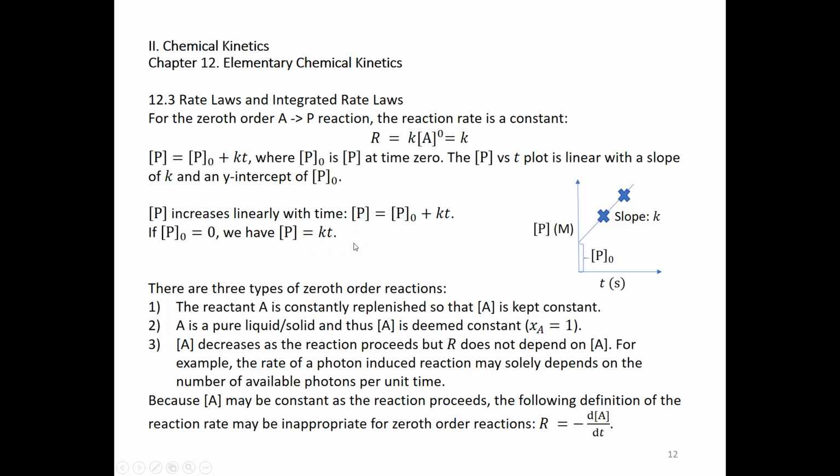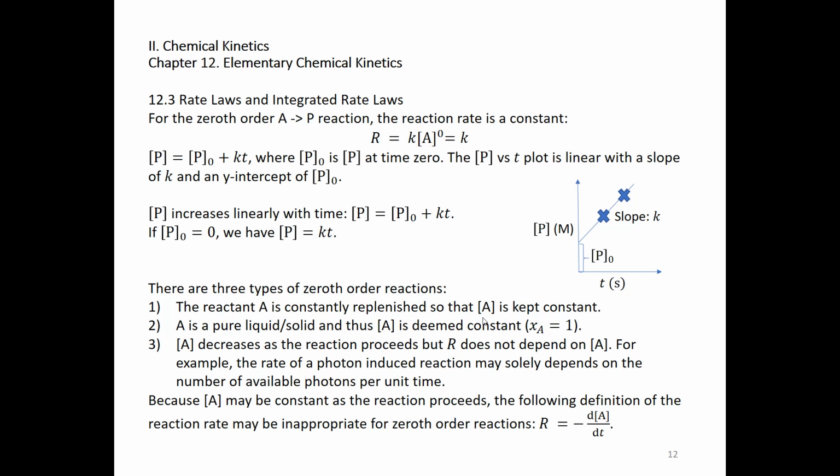Why would a reaction be a zeroth order reaction? Why does the reaction rate R not depend on the concentration of the reactants? There are 3 possible reasons. One is we do have a reactant A, it's constantly consumed, but it's also constantly replenished, so that A never changes. A is kept constant. Alright, so that's one way to do it.